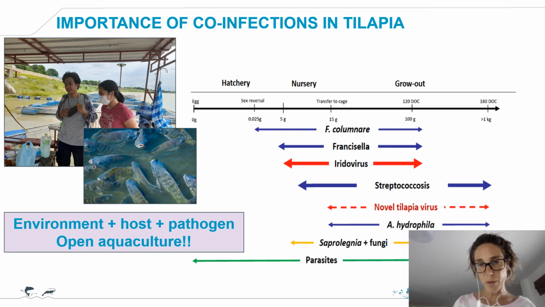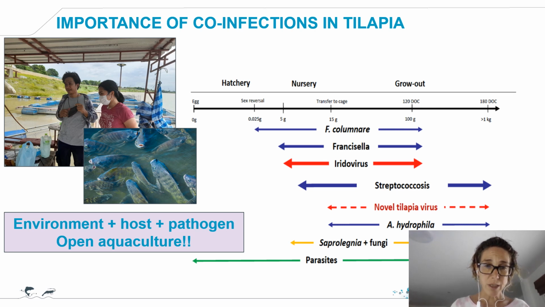And just to give you some practical examples from the real world, from the farming environment, we know that in tilapia, during the farming period from hatchery until grow out, we can face lots of pathogens one after the other, either in co-infection or superinfection or multiple infections. At the end of the day, it's an open aquaculture system.